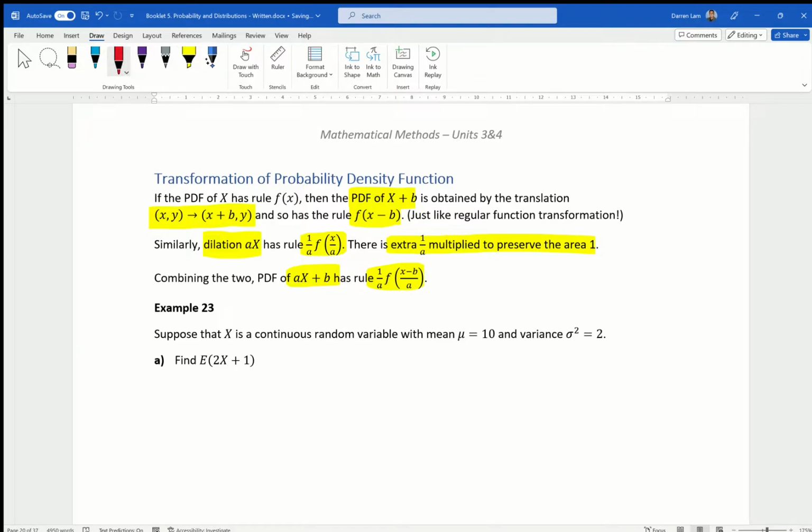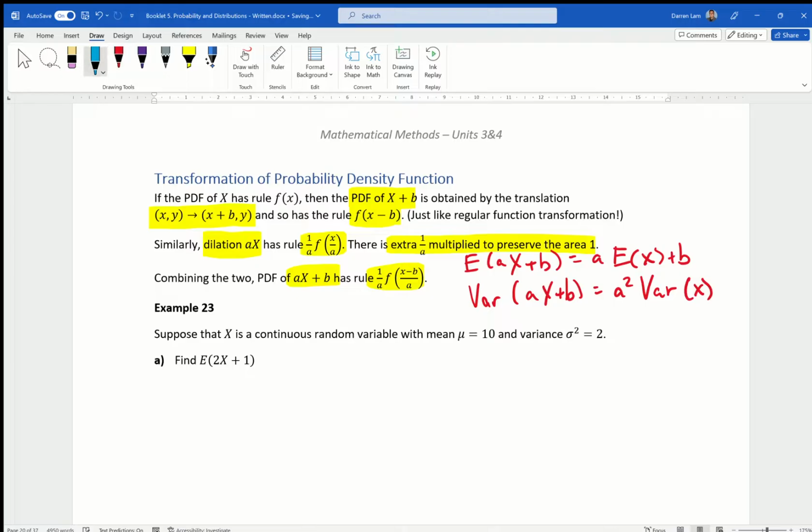I'm going to rewrite again some rules that we've learnt already. You don't have to write them down. E of ax plus b equals a E of x plus b, and the variance of ax plus b equals a squared times the variance of x. These are formulas that are in your book already.